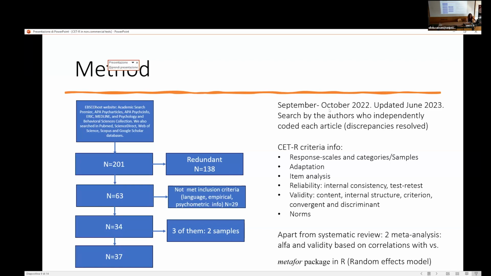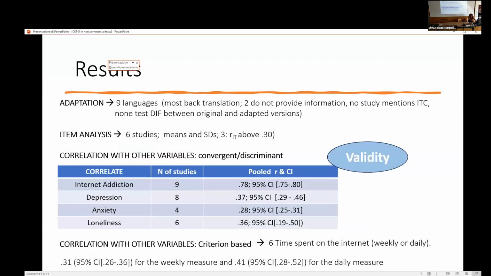So the 3 authors of this paper checked for all the information, coded the relevant information according to the criteria included in the test review model, and we executed the systematic review plus 2 meta-analyses because there was a large enough number of studies for reliability and also for the relationship with other relevant variables. So for example, not for every single criterion, but for some of them, we also included the meta-analysis that was run using R and specifically the metafor package.